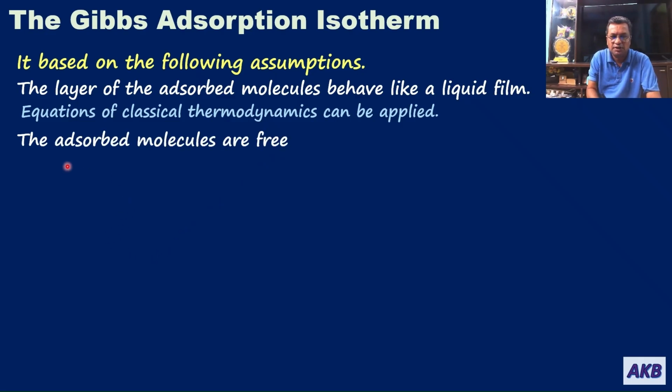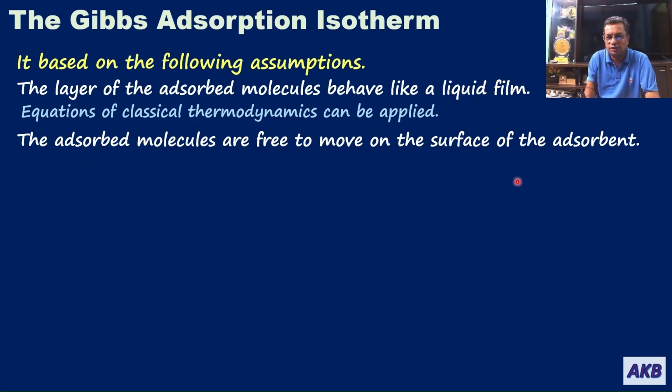The second assumption is that the adsorbed molecules are free to move on the surface of the adsorbent. In the case of the Langmuir adsorption isotherm and also the BET adsorption isotherm, the adsorbed molecules were occupying fixed sites on the surface of the adsorbent. They were not able to move once they were on the surface. But in this case, it is assumed that the adsorbed molecules are free to move on the surface of the adsorbent.